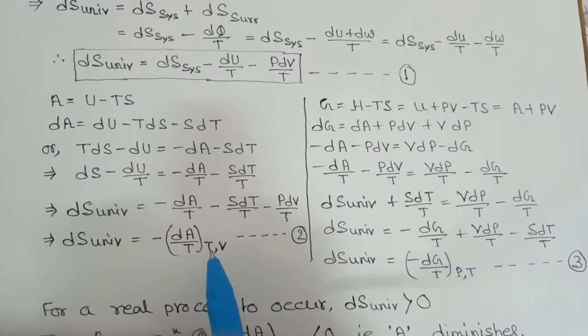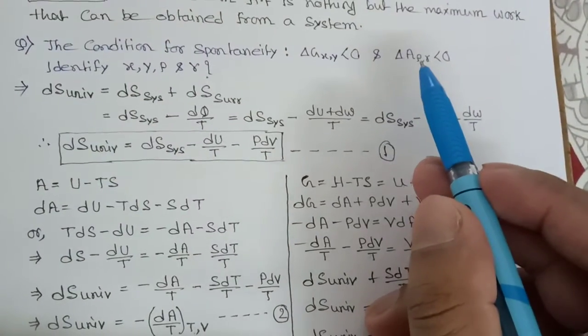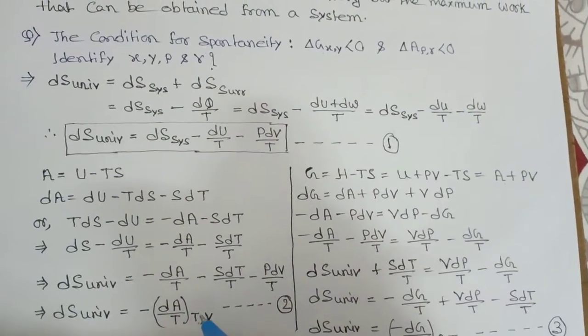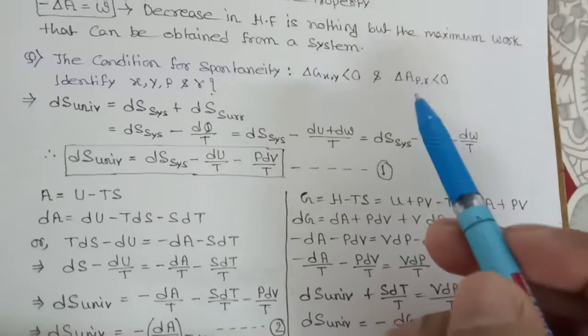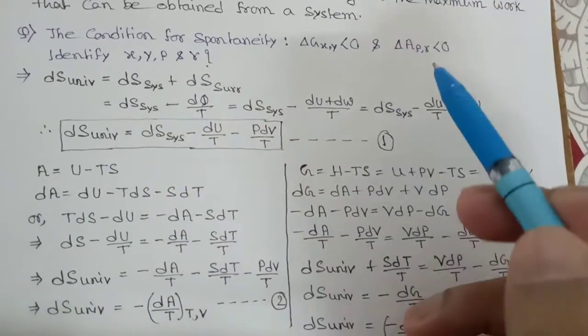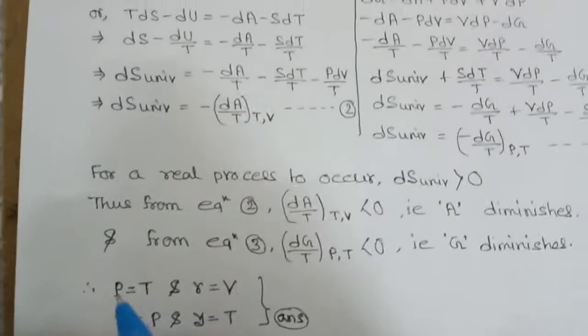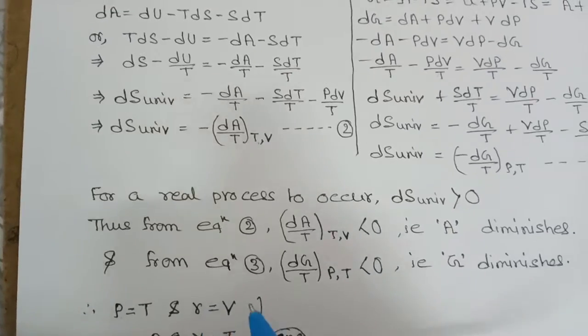Now in case of Helmholtz free energy, constants were P and R. Here constants are temperature and volume. So we can write P is nothing but temperature and R is nothing but volume. So P is temperature and R is volume. See, P is temperature and R is volume.